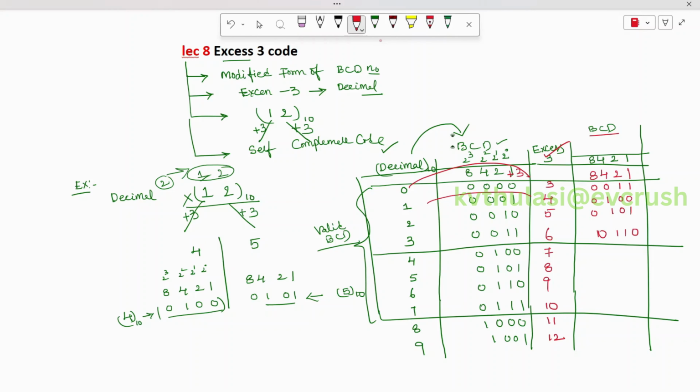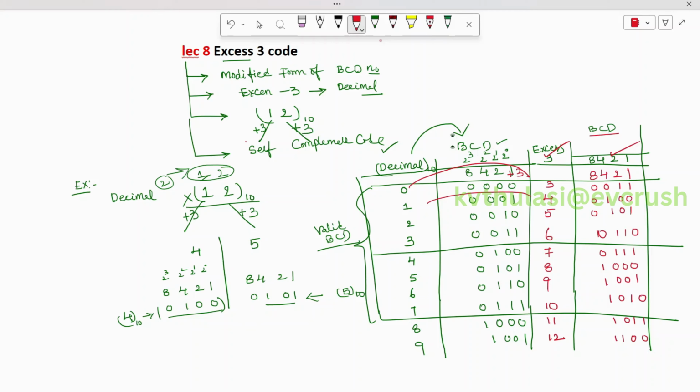How to write down 7? 0, 1, 1, 1. How to write down 8? 1, 0, 0, 0. How to write down 9? 1, 0, 0, 1. How to write down 10? 1, 0, 1, 0. How to write down 11? 1, 0, 1, 1. How to write down 12? 1, 1, 0, 0. This is how we have to write the Excess-3 code for a given BCD.